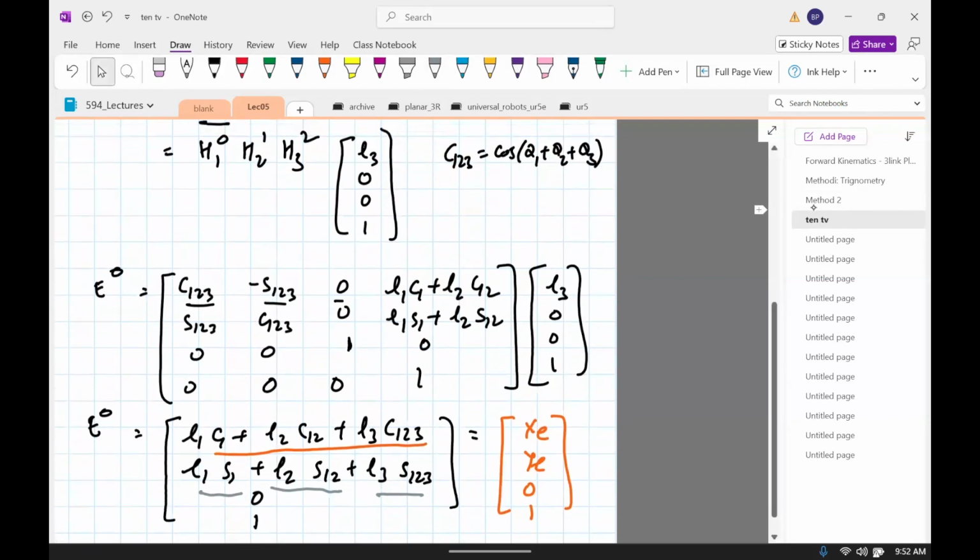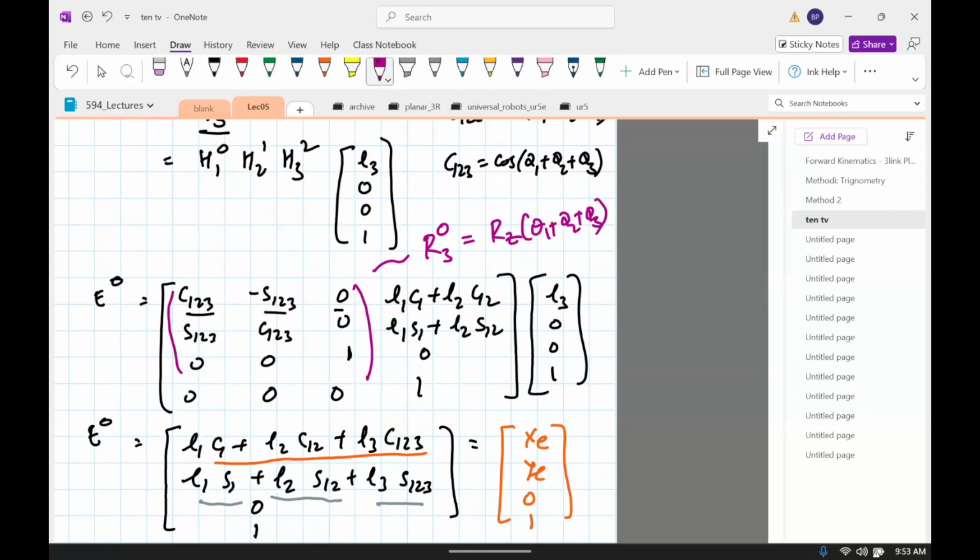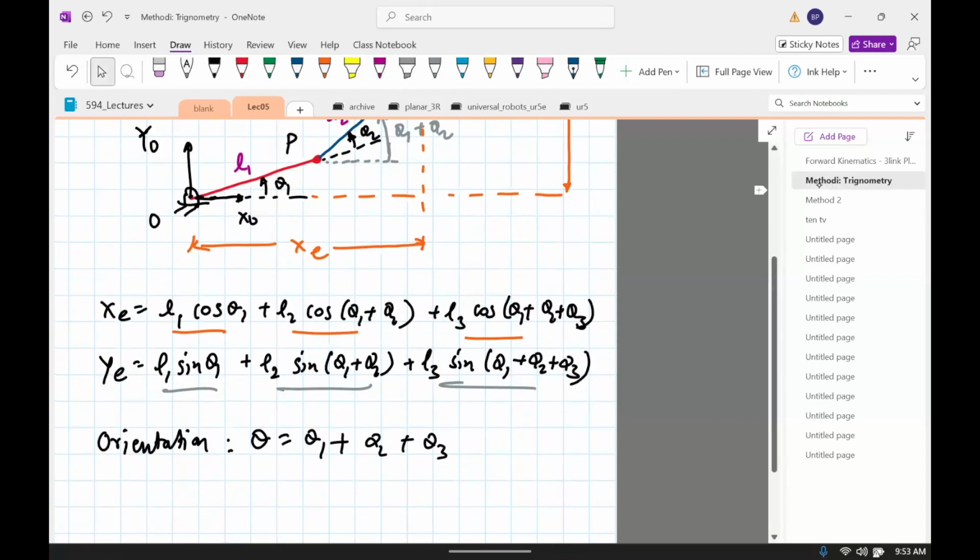The orientation is actually easy to see from here. This represents a rotation of 3 with respect to 0, right? But that is basically rotation about the z-axis with an angle θ1 plus θ2 plus θ3. So this is the orientation, θ1 plus θ2 plus θ3 with respect to the horizontal, which is exactly what we got here. It's θ1 plus θ2 plus θ3. So same thing.